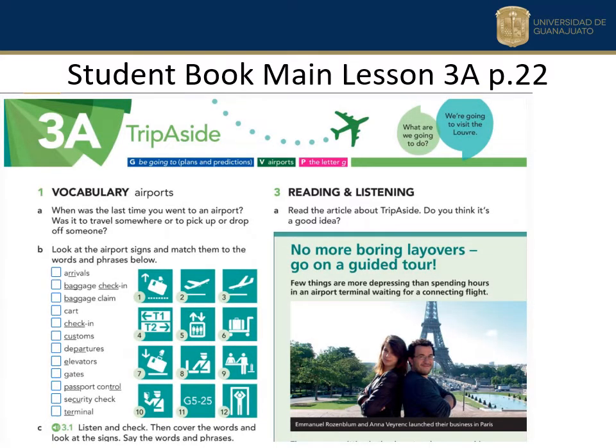Okay, first I'm going to explain real quick the lesson. The topic or the name of the lesson is Trip Aside. And here we have a question. What are we going to do? The answer will be we're going to visit the Louvre. So we're going to start with the vocabulary about airports.